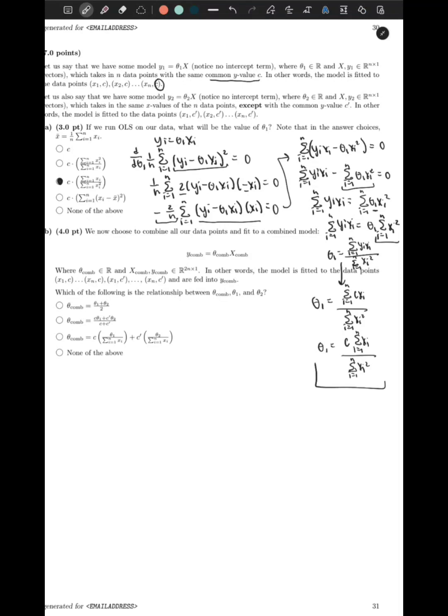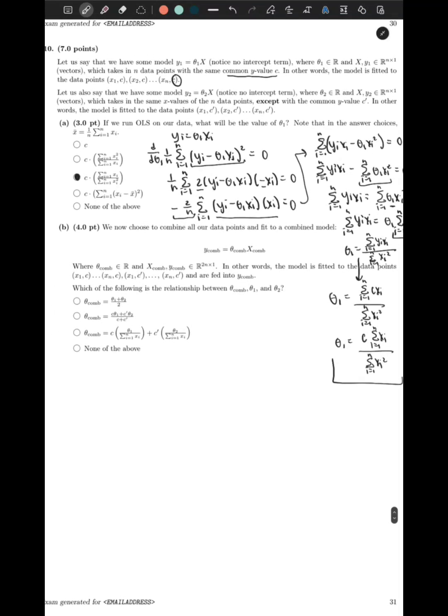Okay, so for this question, it's important to realize that our new x combination is just equal to 2 times our original x, because we are just using the same data points that we have from both models, and both models have the same x data points. We use x1 in both models, x2 in both models, all the way to xn. Only the y is changing, because in the first model our y is c, and in our second model the y is c prime, but the x's still remain the same. So we're basically just including the same x values twice, which is why x combination is equal to 2 times x, our original x values.